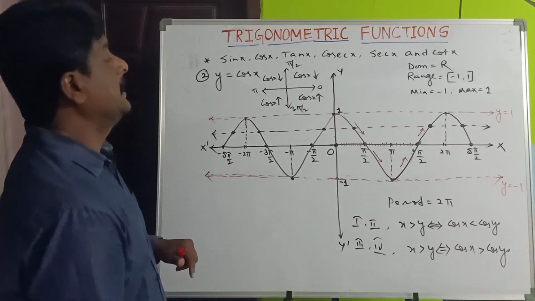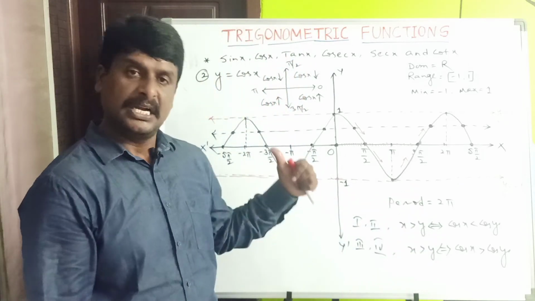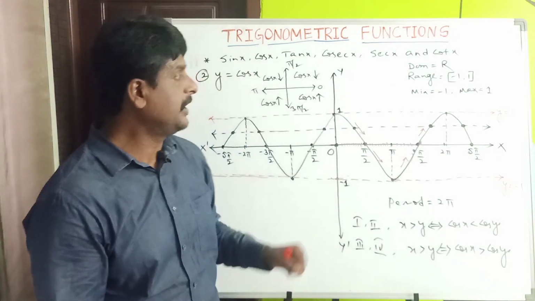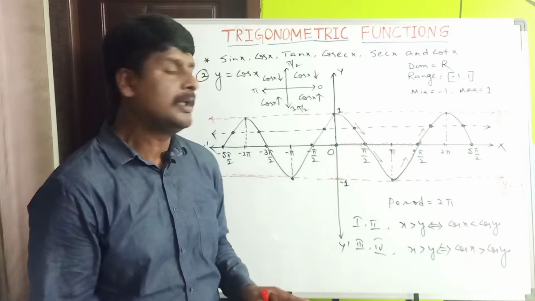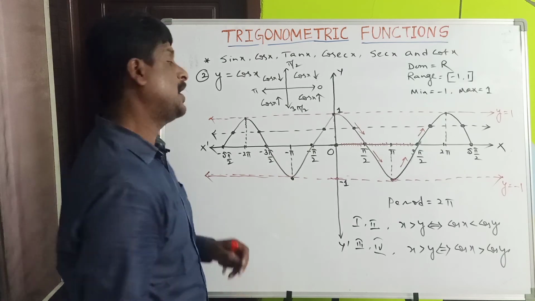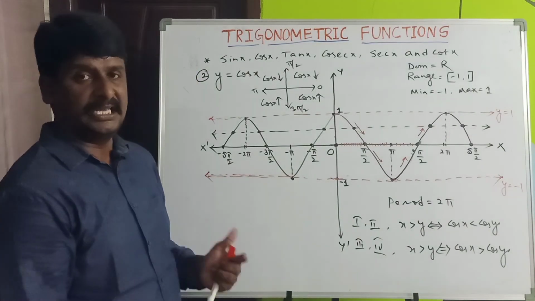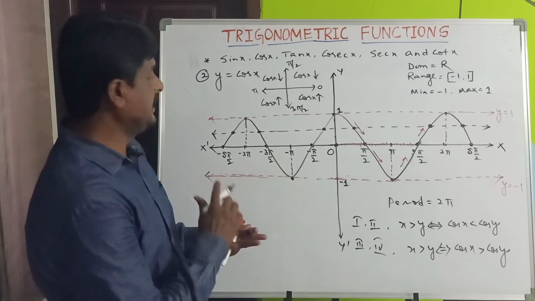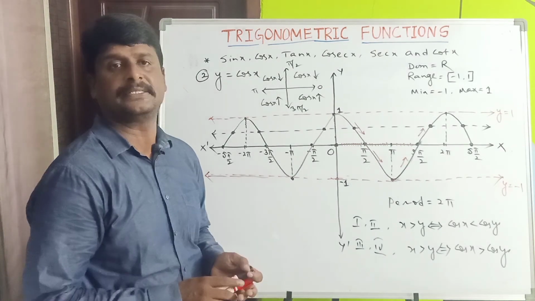Observe that it is a periodic function with period 2 pi. It is continuous everywhere, differentiable everywhere, and the range is -1 to 1, maximum value +1, minimum value -1. It is neither increasing nor decreasing overall. Partially it is decreasing in the first and second quadrants, and increasing in the third and fourth quadrants. Okay, so this is about the cos x graph and its properties.